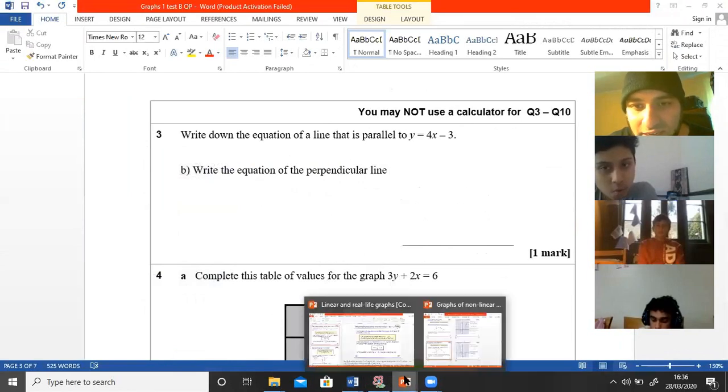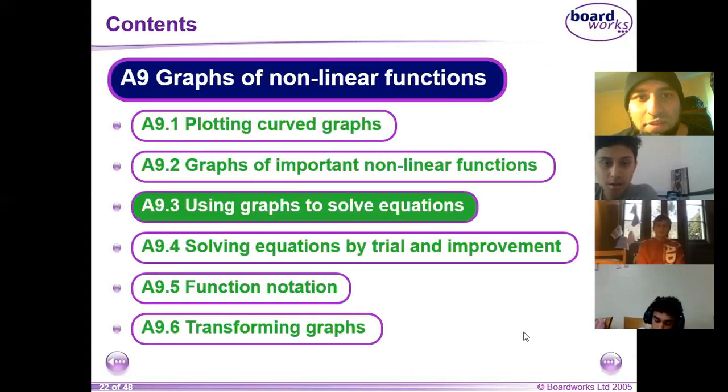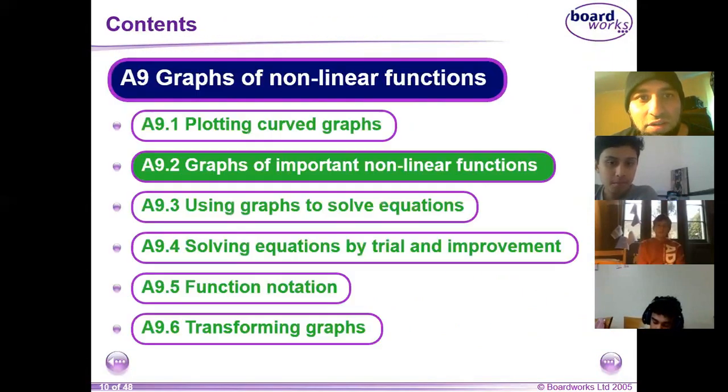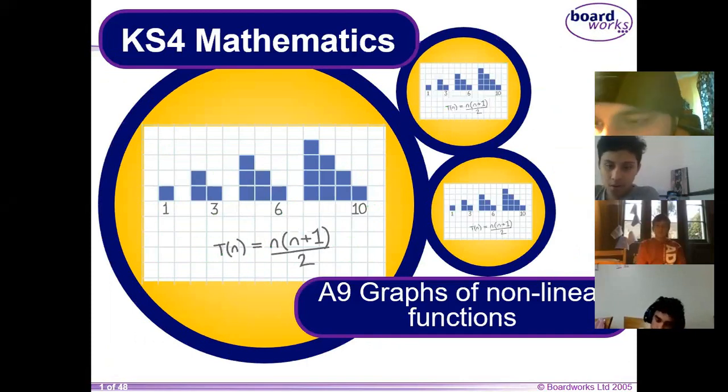This again is another one that's tested in exams very, very frequently, and one that people make mistakes on. I want to go all the way back. There's a lot of stuff. Write down the title, guys: graphs of nonlinear functions.